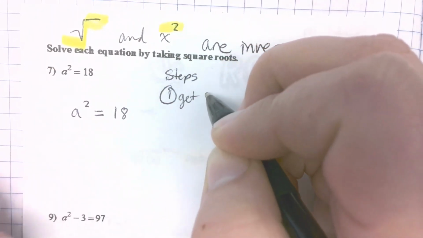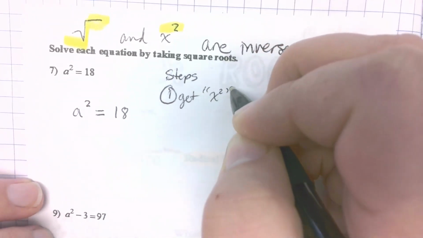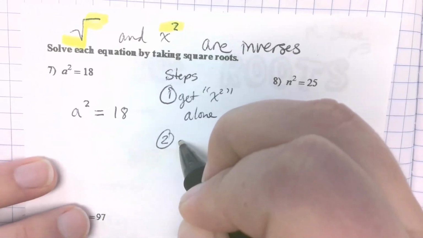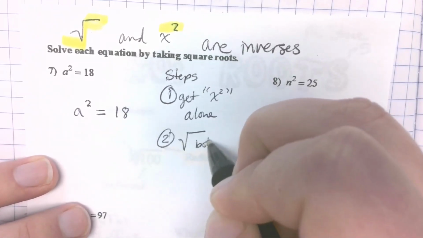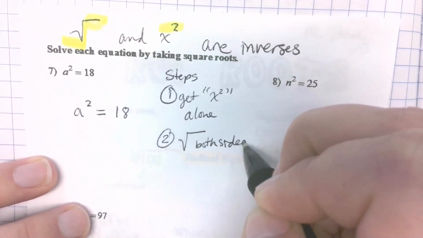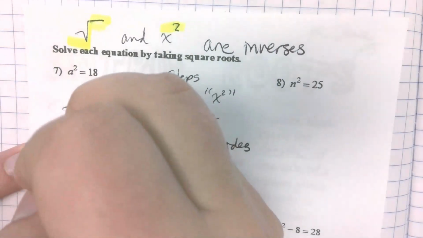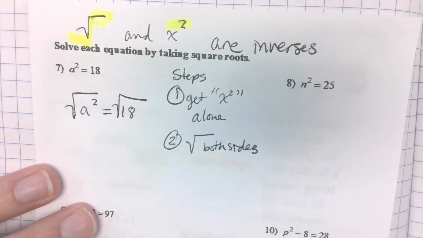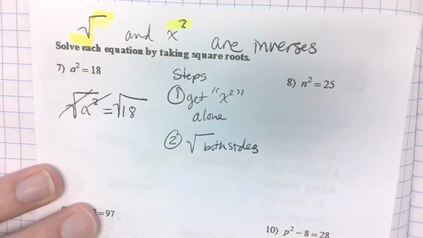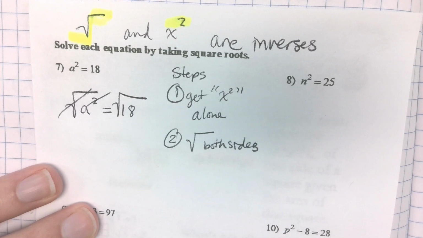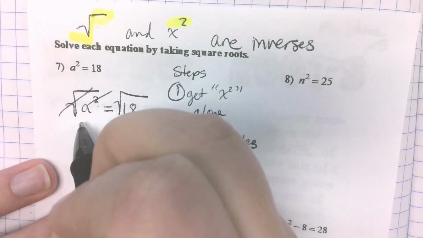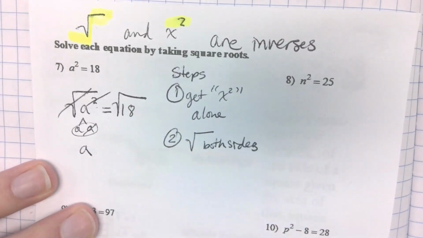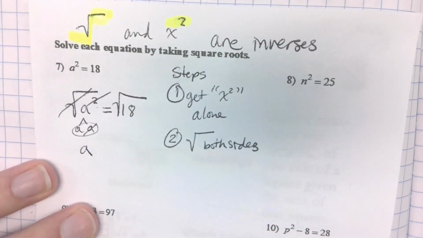Get your x squared term alone. Step 2 is square root both sides. Okay, so when I take the square root of a squared and the square root of 18, you with me? Are you okay that these just cross each other out? Because what's the square root of a squared? Well, we could have done a times a, kill 1, but you just get a, right? So far, so good?